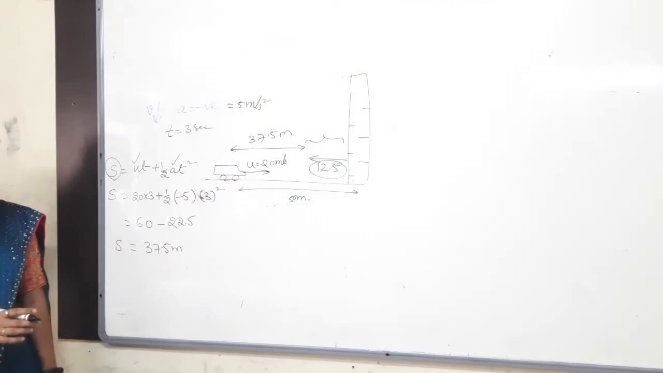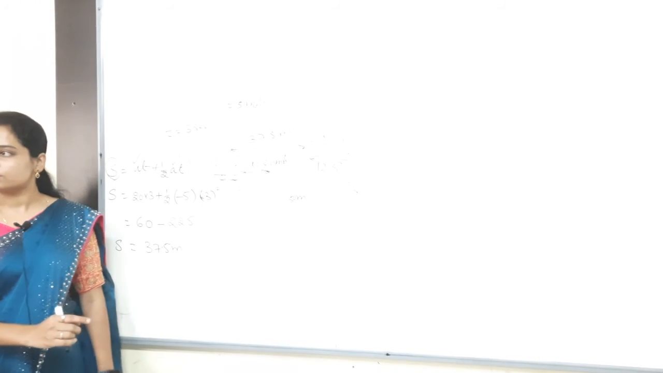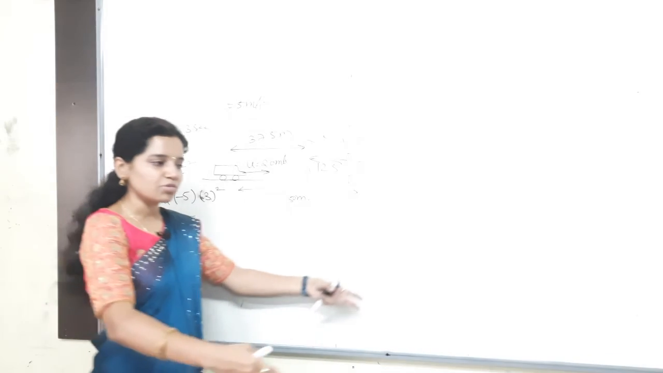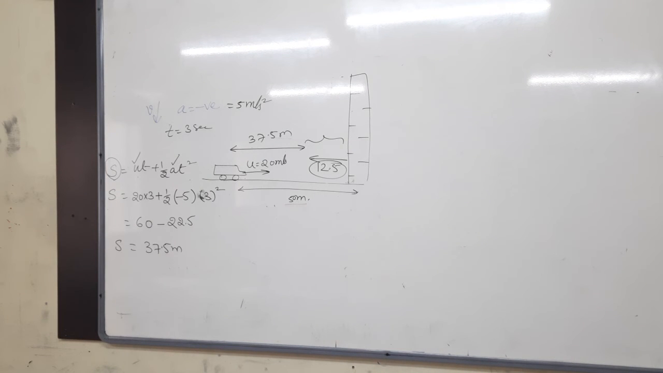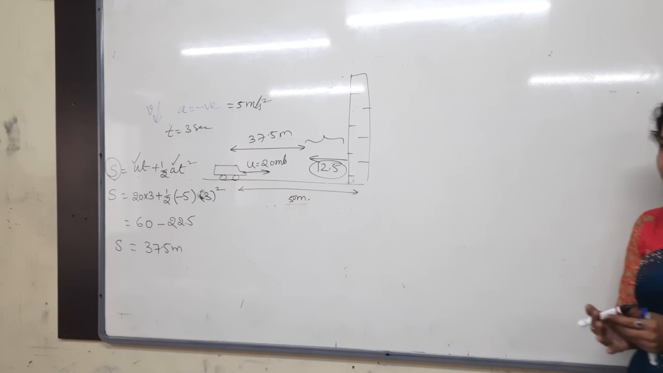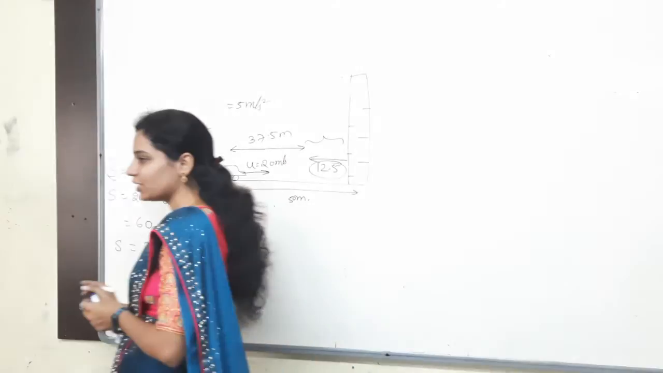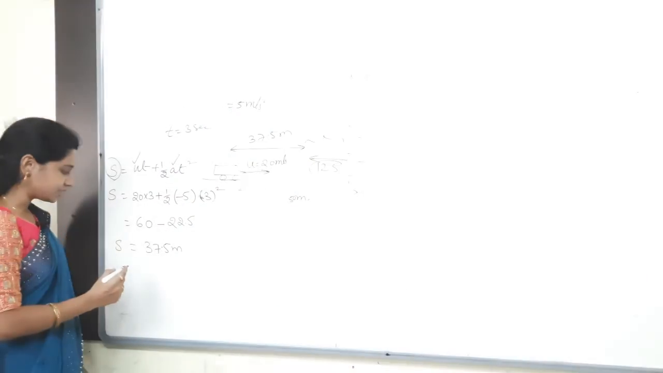This is the distance I travelled after applying the brakes. I do not stop suddenly after applying the brakes; I moved 37.5 meters. Then what am I asking in the question? The distance from the wall. My distance travelled is 37.5. Totally, how much was it? 50. How much did I lose? 37.5. How much is remaining? 12.5. Understand? So 50 minus 37.5 is 12.5.